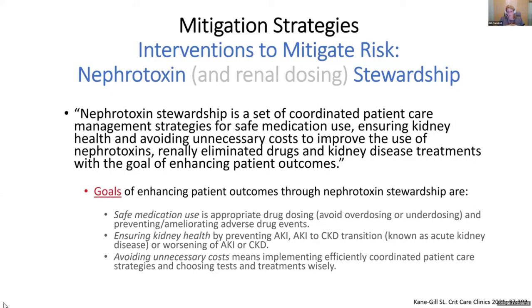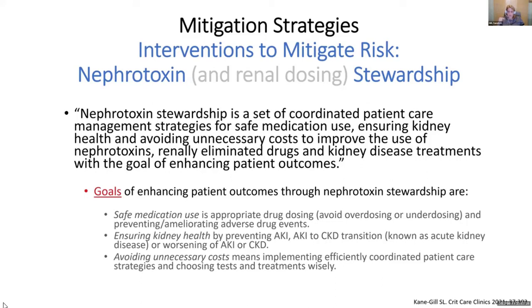So what do I mean by safe medication use? I'm talking about appropriate dosing of drugs that are renally eliminated. I'm talking about avoiding over and underdosing. I'm going to stress the underdosing because we spend a lot of time making sure drugs are dosed appropriately when kidney function declines. But when kidney function improves after an acute illness, we sometimes forget about readjusting those drugs. And that's a therapeutic failure. So underdosing of drug is equally as important.